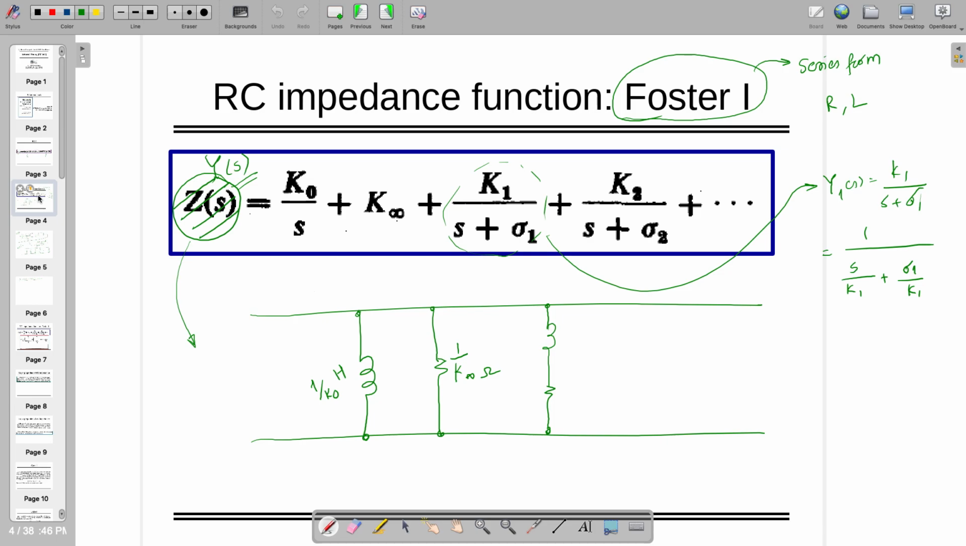use to realize Foster 1 using partial fraction method, right? So if some transfer function is given to you, you can write it down in the form of partial fraction, where k0, k infinity, k1, k2 all are residues. When you are doing this, if this function is impedance, it's realized using RC, and if it is admittance, it's realized using RL, as drawn by Ujjwal, right? So that's why such technique or such topic we are going to call it RC impedance or RL admittance, right?